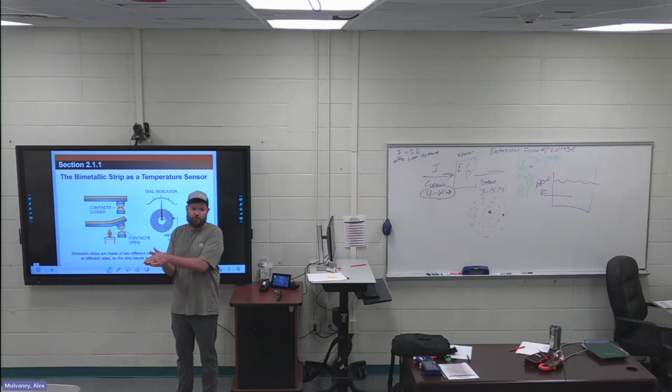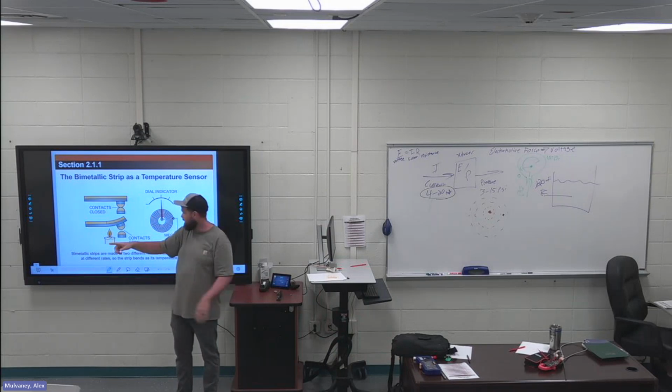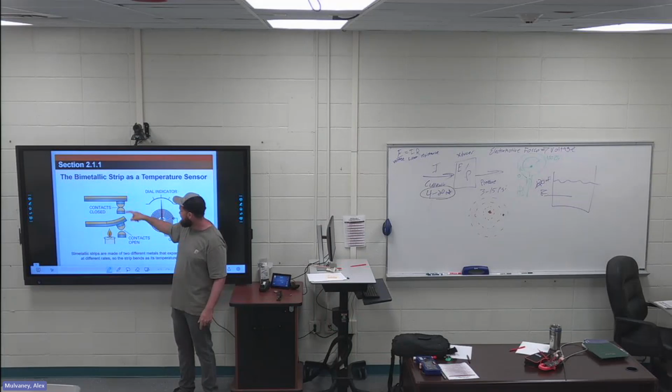Do all metals expand at the same rate? No. So if we put two dissimilar metals, and say this bottom one expands way more than the top one, it's going to keep trying to expand. Well, they're stuck together, so it's going to cause it to curl, right? This metal isn't going to expand as much, so it's going to start curling because the metal on the bottom is trying to expand. So it can literally expand and make these contacts not touch together anymore.